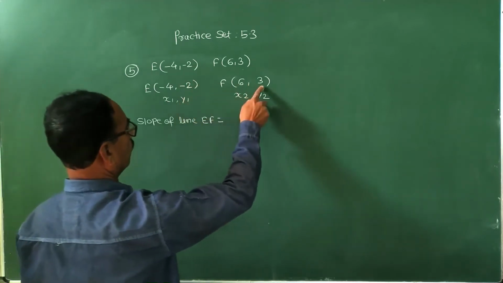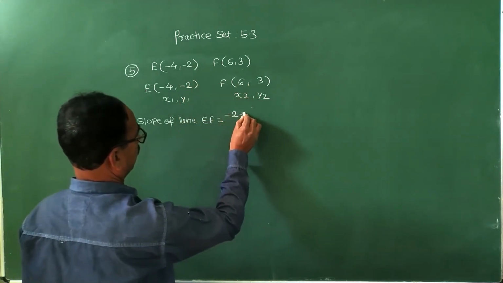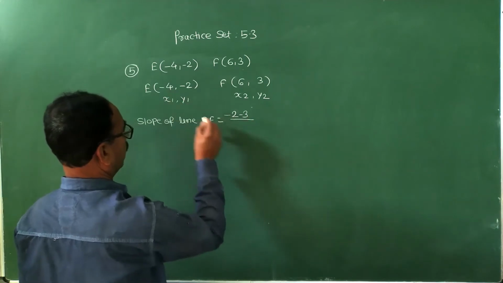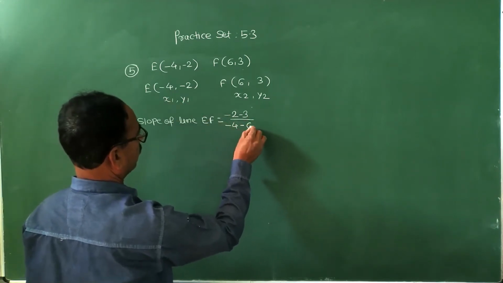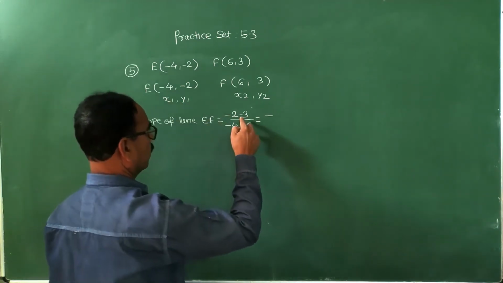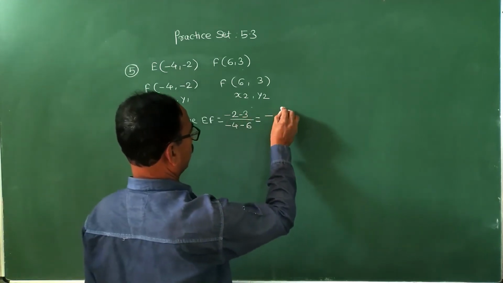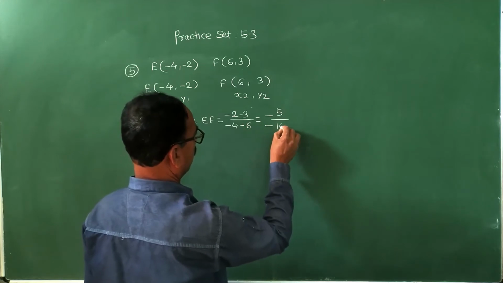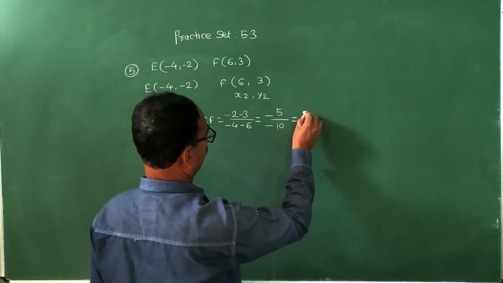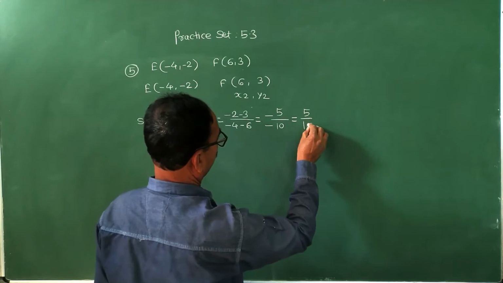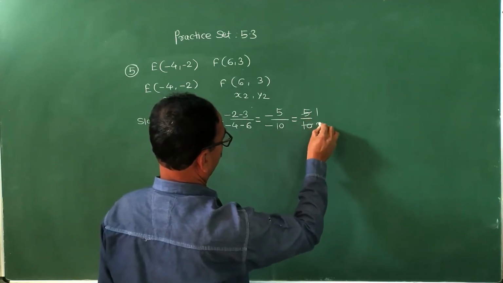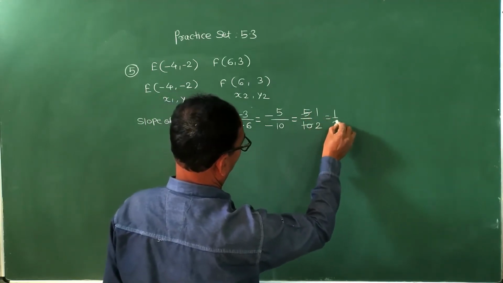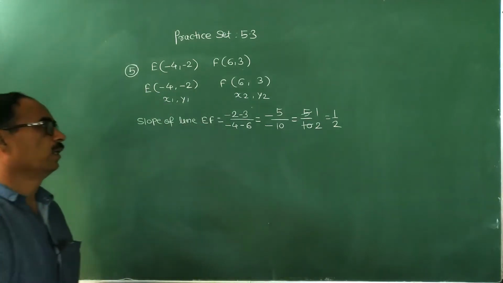(-2 - 3) upon (-4 - 6), which will be equal to -5 upon -10. Minus minus will be plus, so 5 upon 10, and this will be 1 is to 2. This is 1 upon 2. The slope is 1 by 2.